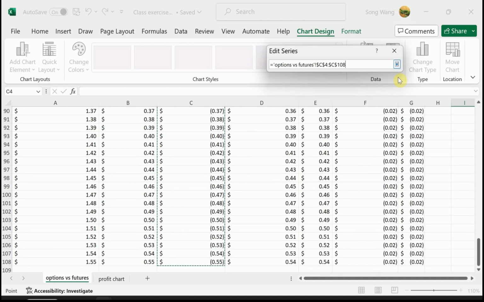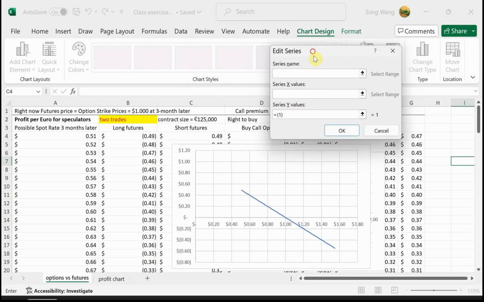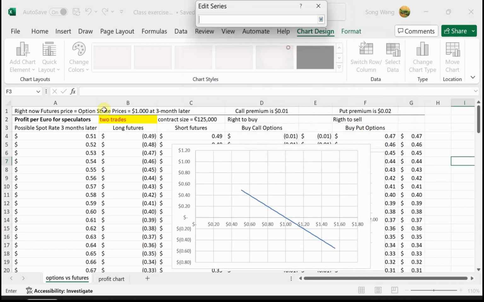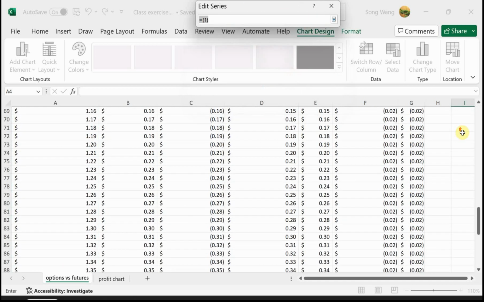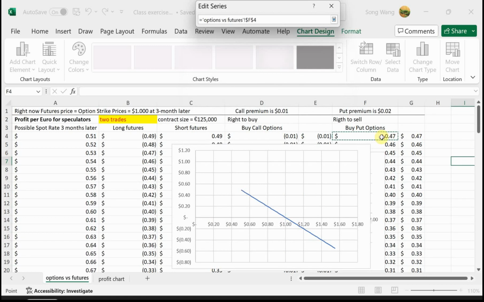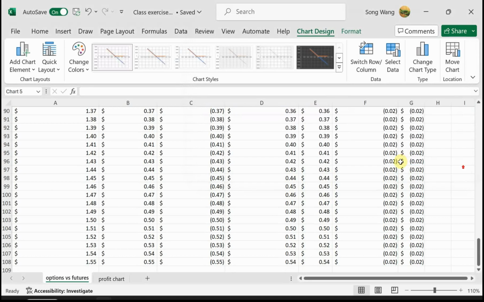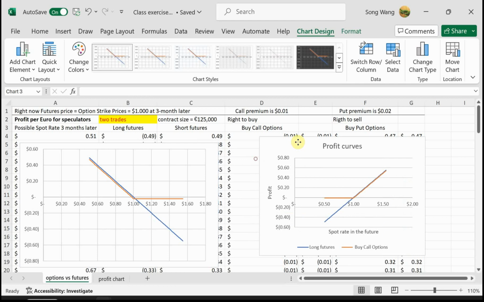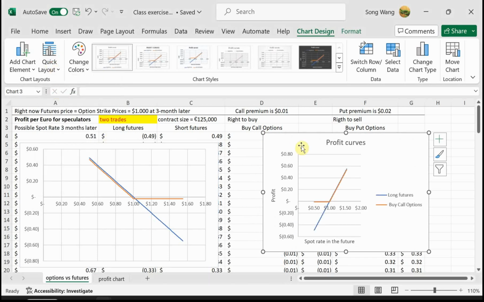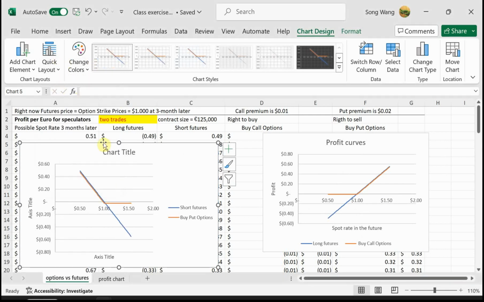Control Shift Down. Then add another one, and this one's name is buy put option. X values would be all these spot rates, and the Y values would be all this profit. Hit OK, and then you visit this chart, and you put a layout. Click this, put a layout, and this layout is profit curve.